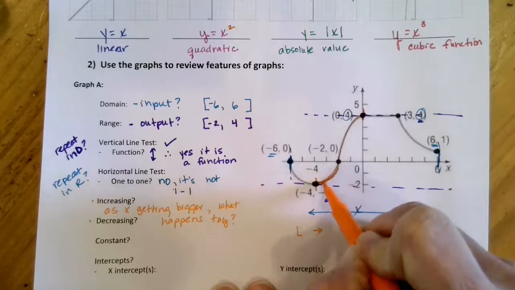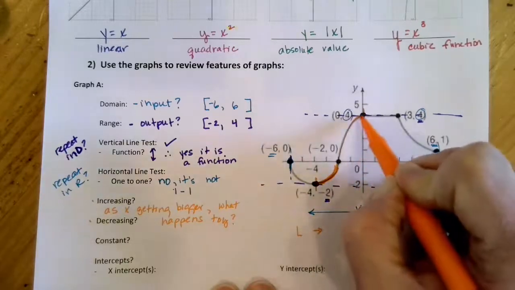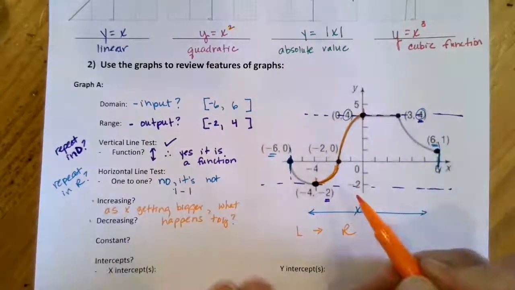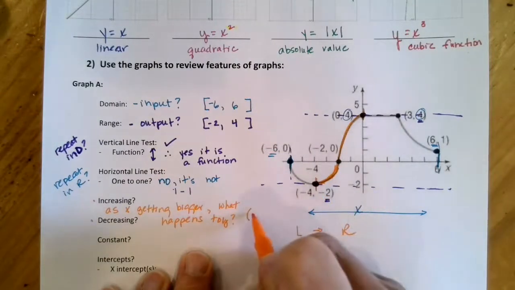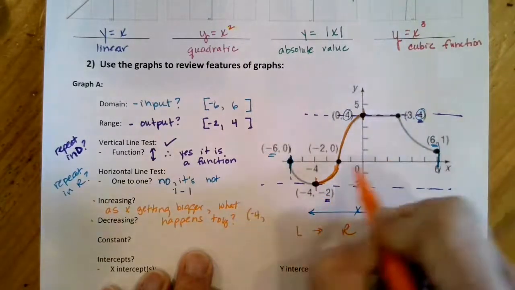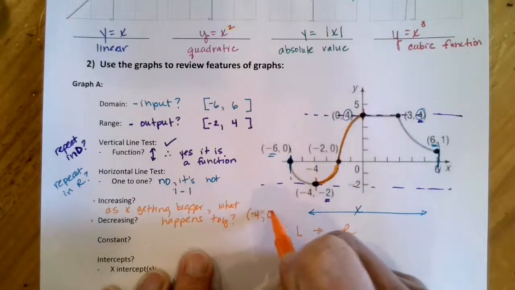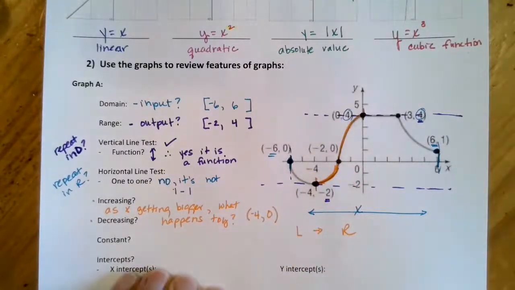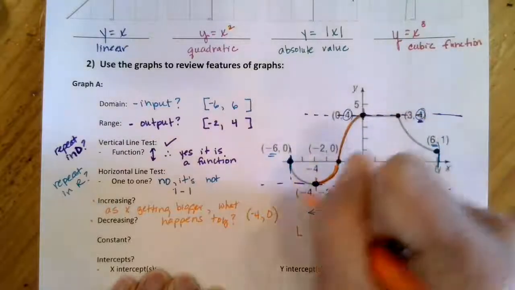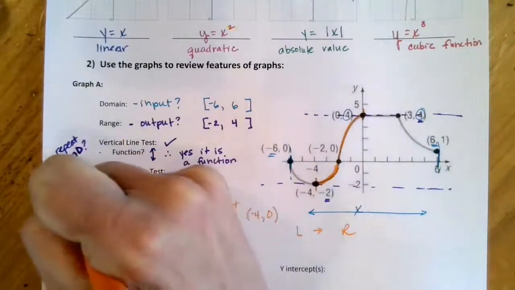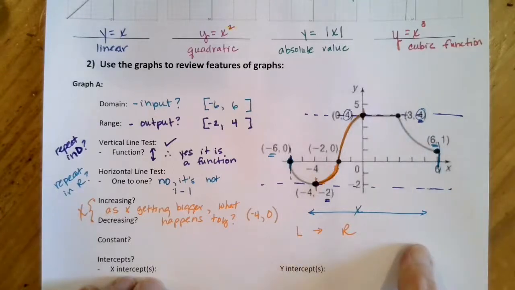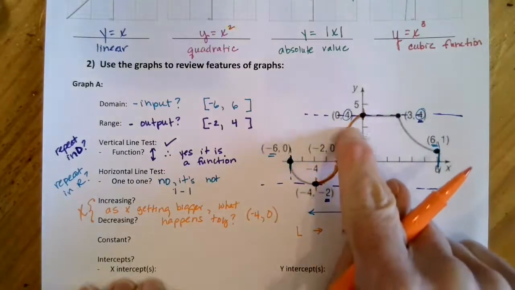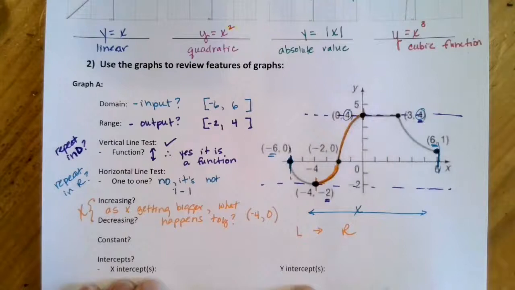So if I wanted to say at what points my roller coaster was going up, I would say that from -4 up to 0, my x is increasing. And remember, it's a conversation of x. It's the story of x as it goes left to right. As x is getting bigger, what is happening to y?